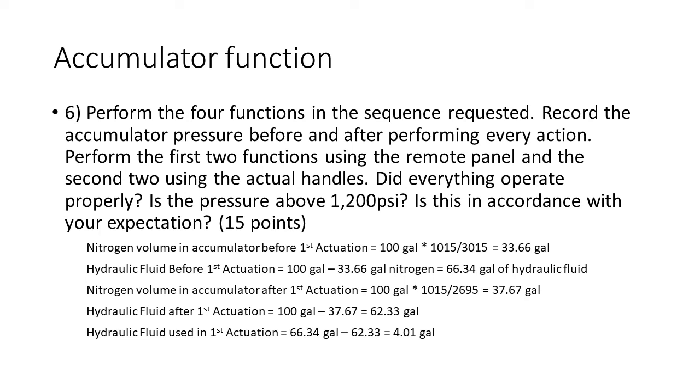actuation. When we subtract 62.33, the volume of hydraulic fluid after the actuation, from 66.34, the volume before the actuation, we get a calculated volume based on our pressures of 4.01 gallons. That compares with the book's expectation of 3.6 gallons. You can do this for each one of the functions.